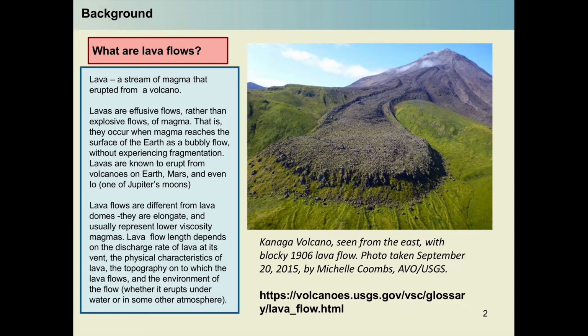So lava flows are different from lava domes. Lava flows usually represent lower viscosity magmas, so like a basalt. They flow away from the vent and they travel sometimes long distances. Unlike a lava dome, which is very viscous and silicic and sticky and thick, lava domes don't travel very far away from the vent. So lava flow length depends in a very simplistic way on the discharge rate of lava at the vent and the physical characteristics of the lava, the topography onto which the lava flows, and the environment of the flow, whether it erupts underwater or in an Earth atmosphere or a Venus atmosphere or a Mars atmosphere. All of those things are important.